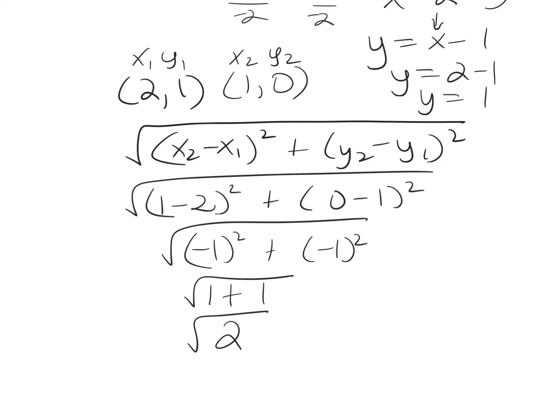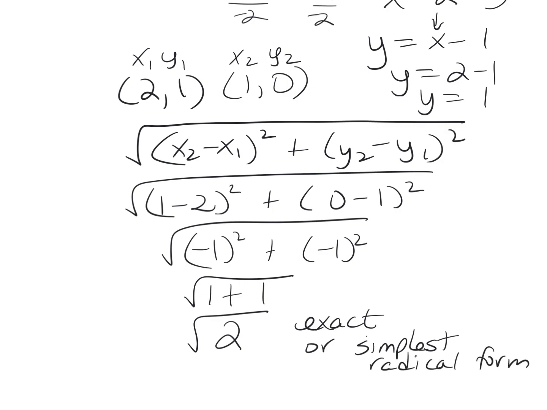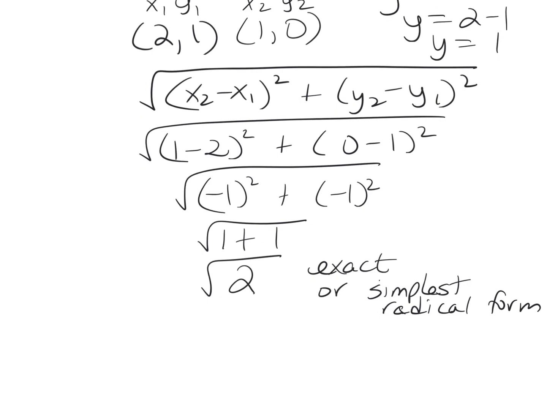On the test, you would leave it like this. This is exact, or also called simplest radical form. In the homework, they're going to probably say round to the 10th place. So the approximated answer is 1.4.